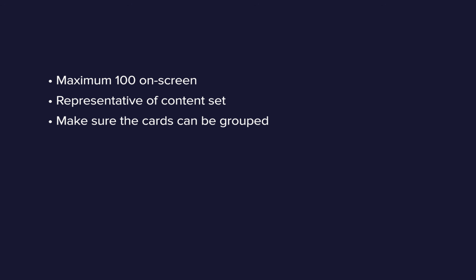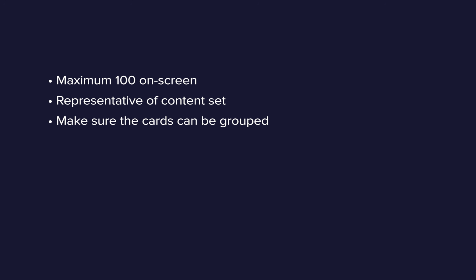The content you choose doesn't have to be everything on your site. And that would usually be impossible anyway, given I just said to use a maximum of 100 cards. What you want is to make a set of cards that's representative of your overall set of content. So you don't need to include every page or item, just make sure the ones you do choose cover the content well. But make sure that the content you have can actually be grouped.